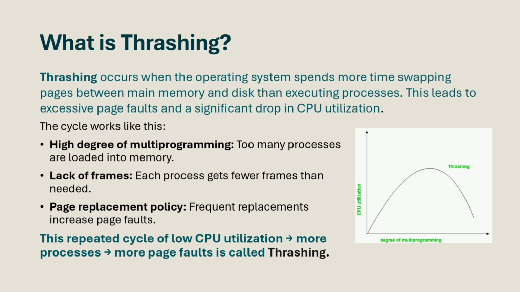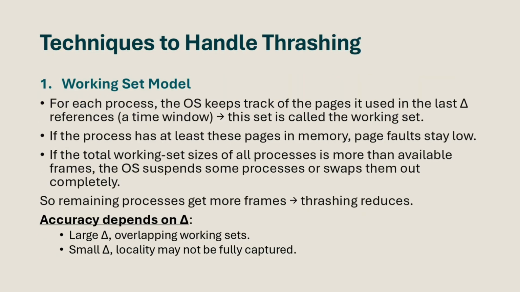That is, each process gets fewer frames than needed, and then this leads to frequent replacements, which then leads to an increase in page faults. So this repeated cycle of low CPU utilization, which leads to more processes, which leads to more page faults, is called thrashing. So this is thrashing, and as you can see, obviously thrashing is not good and we need to handle it. So there are some techniques to handle thrashing. So let's discuss techniques to handle thrashing.